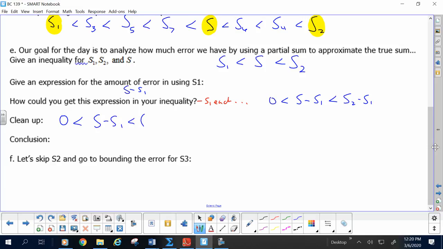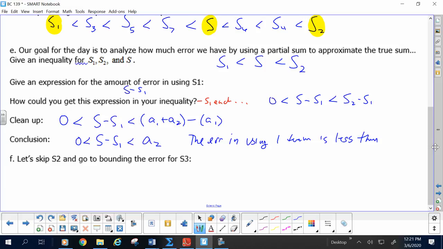But let's flesh out that S2 minus S1. Isn't S2 just the first term and the second term added? I mean, isn't that what S2 means? I add the first two terms. All right. And what about S1? First term. It's the first term. Well, if I clean that up, then that implies that the difference between the infinite sum and the first is, well, A1 drops out, and I'm just left with A2. The conclusion then is the error in using one term is less than this term 2. You follow?